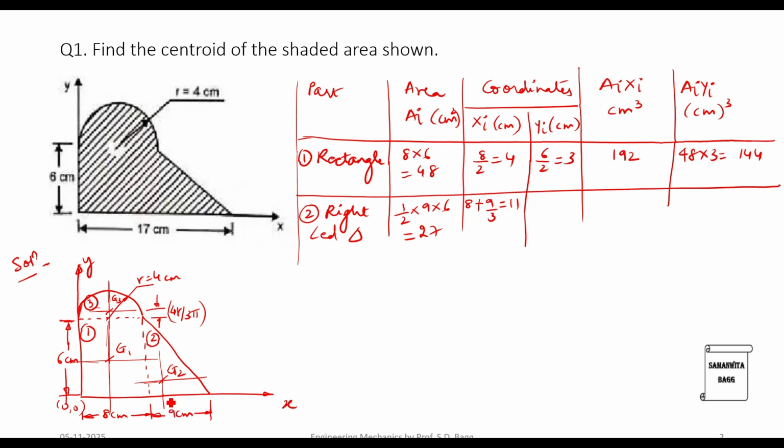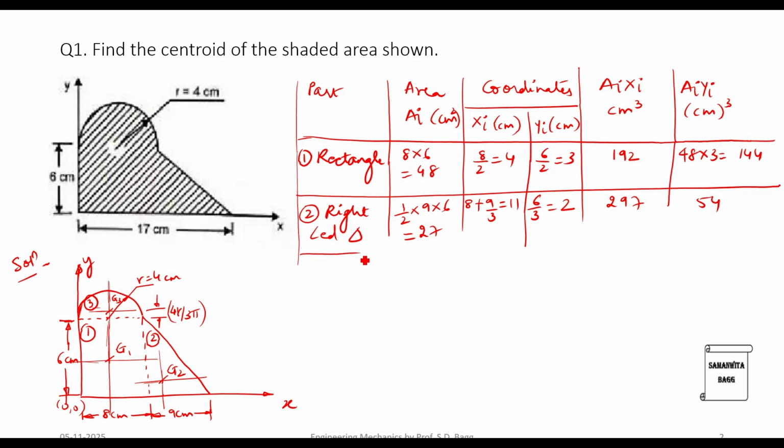You have to walk up to G2. So this height, as we know, is again 1/3 of this total height. Height is 6 by 3. This is 2. Then comes AI into XI. 27 into 11 is going to be 297. And AI YI is 27 into 2, which is 54.